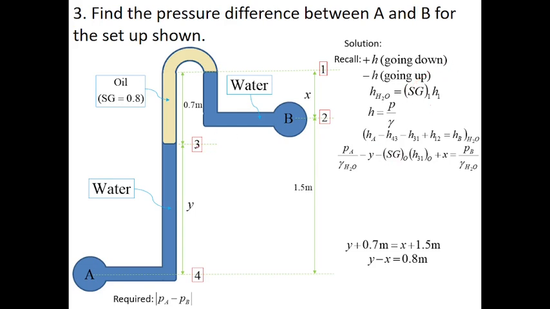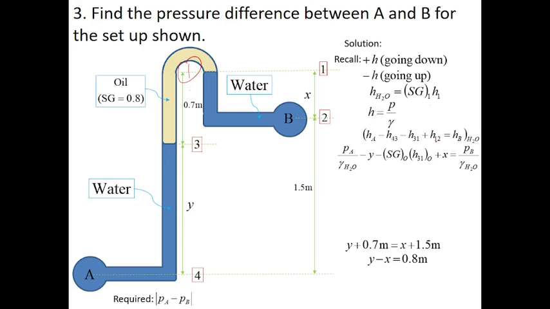And then from 3 to 1, that is oil. We need to multiply the specific gravity of oil by its height, its pressure head. So oil, specific gravity times H31 sub O. So this is 1.